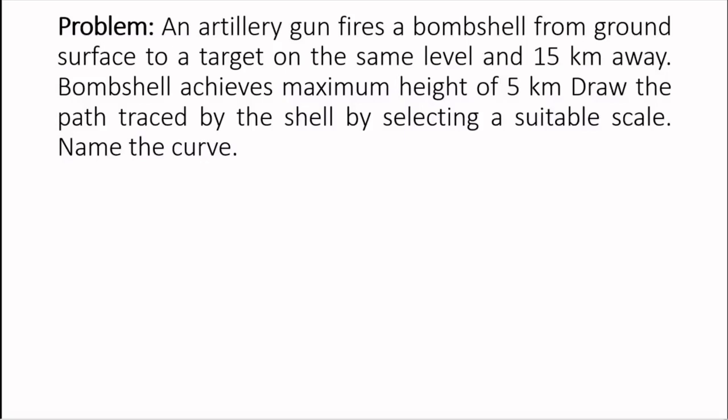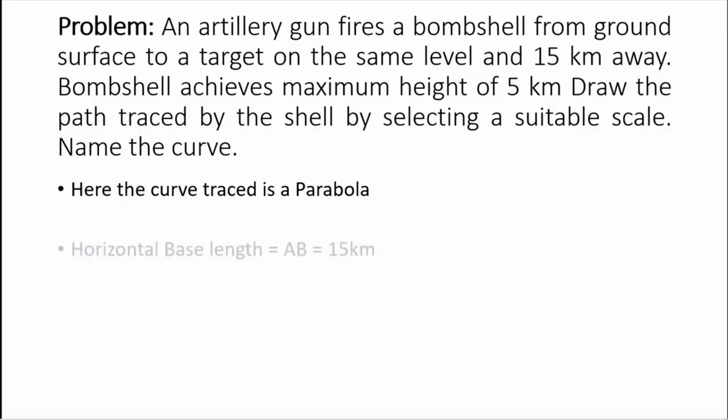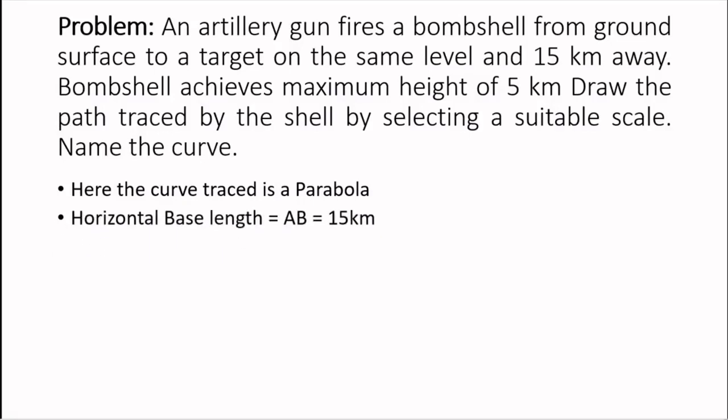By the definition, we know that this curve is a parabola. The horizontal base length is given as 15 kilometers. We provide it the name AB. Similarly, the vertical height of the parabola is 5 kilometers. We give this the name CD. Since the units are in kilometers, we need to convert these units into millimeters so that it can be drawn on a sheet of paper.